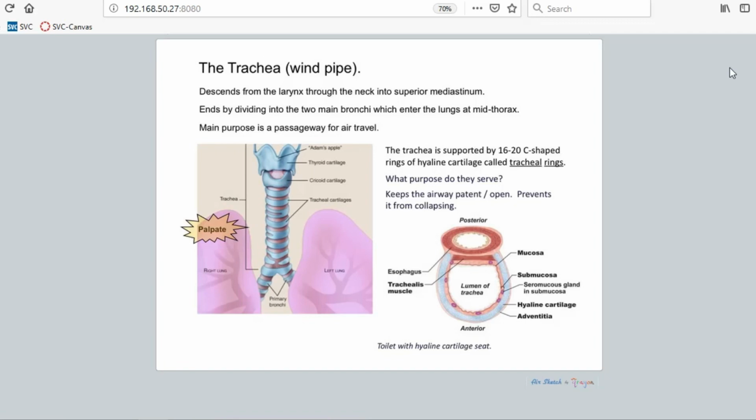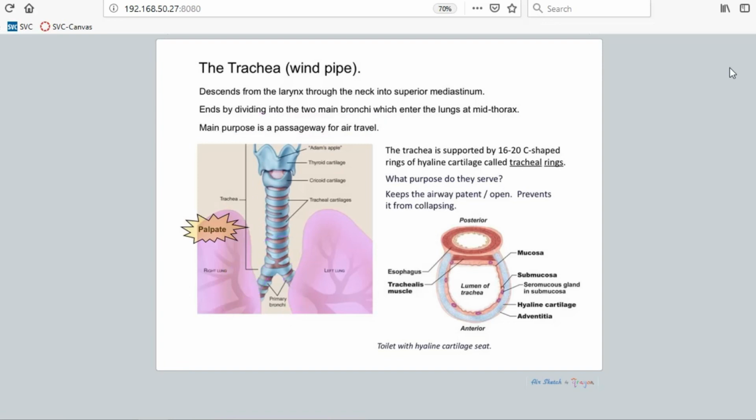Okay, so let's start with the trachea, also called the windpipe. It goes from the larynx through the neck into the superior mediastinum, right above the pericardial cavity. And like I said, it ends by dividing into two main bronchi, which enter the lungs at about the mid-thorax region. And the main purpose is for air travel.